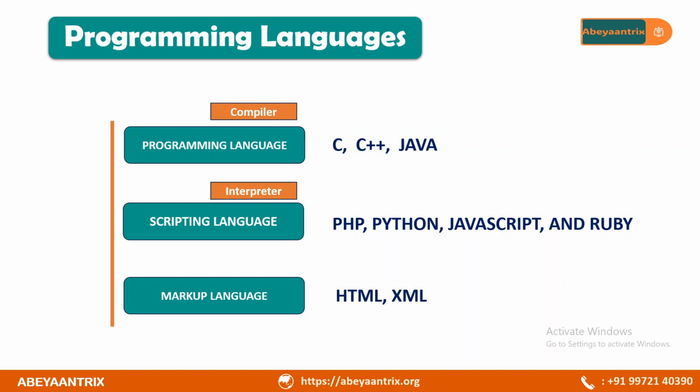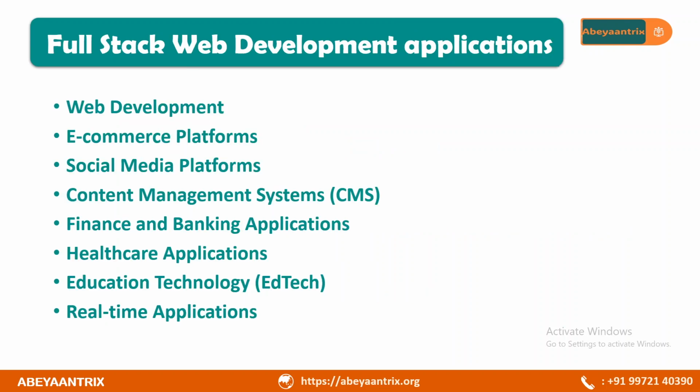So next is markup languages. With HTML and XML you are just marking up the content. Okay, so next, what are the main applications of learning full stack web development? We can build web applications, e-commerce platforms, social media platforms, content management systems. If we are learning Java, you can build enterprise applications like banking applications and many other big applications like Amazon or any other applications.